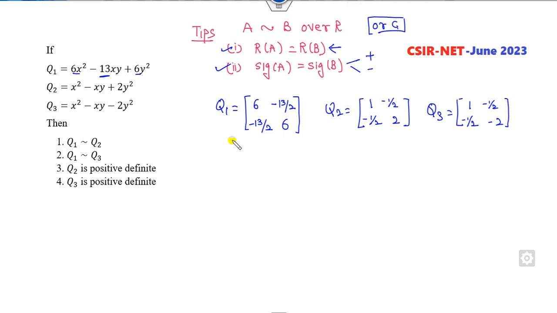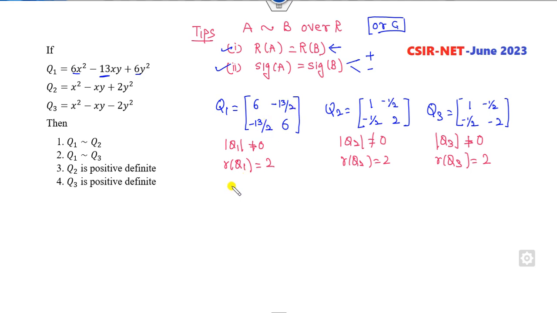Now we can find the rank of this. Clearly the determinant of Q1 is non-zero, 36 minus this. So what is the meaning of that? The rank of Q1 is 2. The determinant of Q2 is 2 minus 1 by 4, again non-zero. So the rank of Q2 is 2. The determinant of Q3 is again non-zero, so the rank of Q3 is 2. The first property is satisfied in all cases.